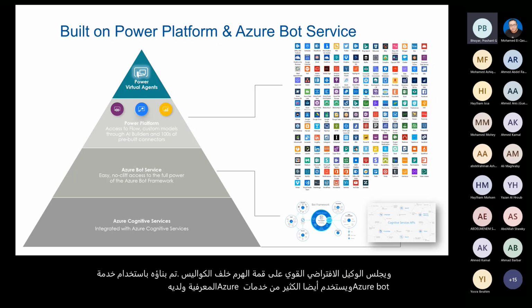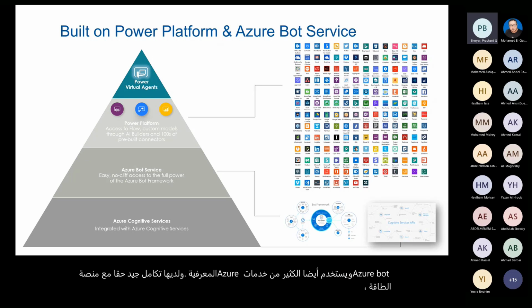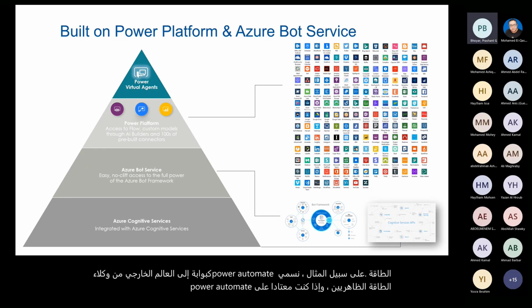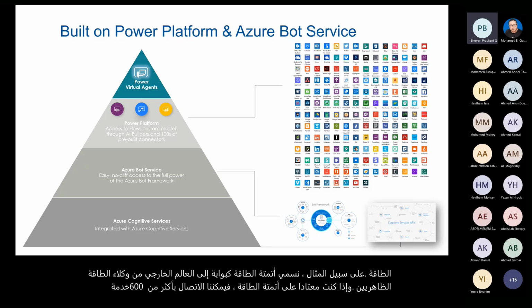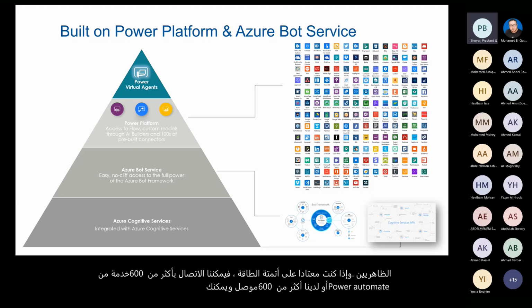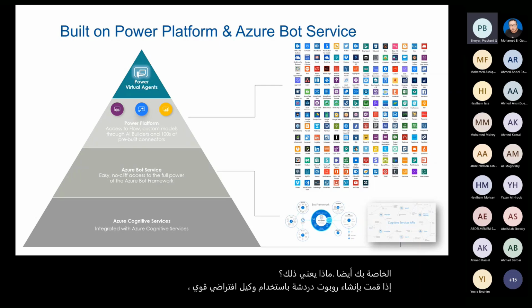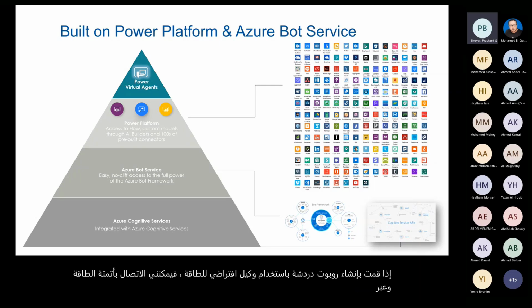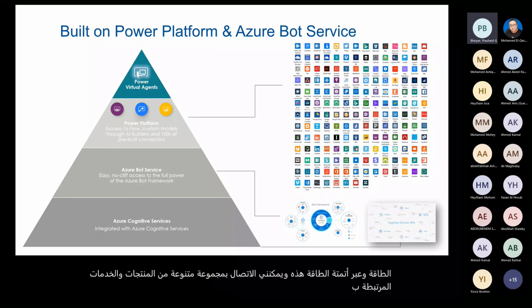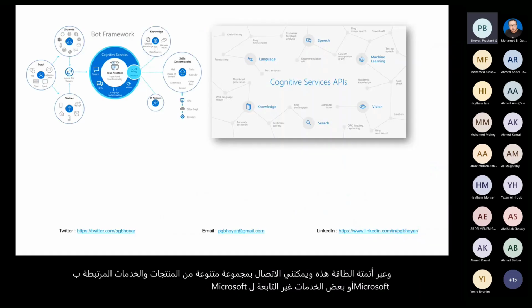For example, we call Power Automate a gateway to the outside world from Power Virtual Agents. If you are familiar with Power Automate, from Power Automate we can connect to more than 600 services, or we have more than 600 connectors. And you can also create your own custom connectors as well. What that means is, if I create a chatbot using Power Virtual Agent, I can call a Power Automate flow, and via that Power Automate, I can connect to a variety of products and services related to Microsoft or non-Microsoft services as well. And I can also connect to my legacy application or legacy system using a custom connector.